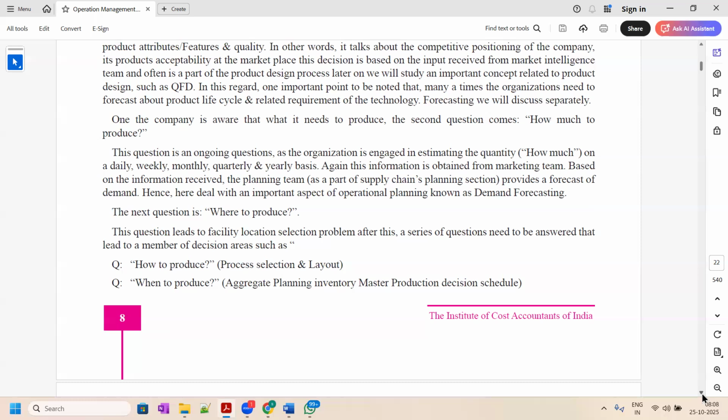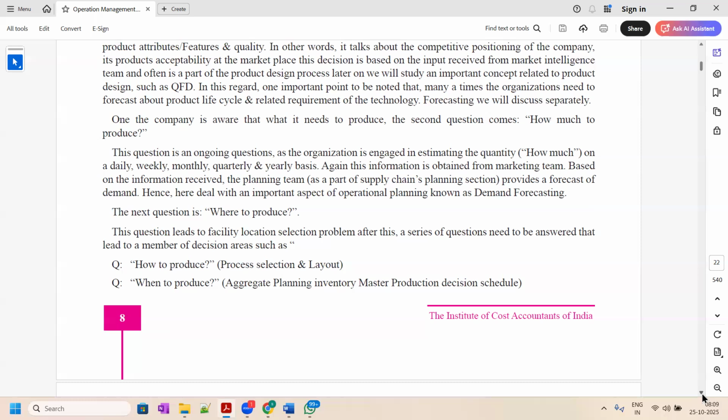Next is where to produce. Where to produce, we talked about the location of the production facilities. Next is how to produce. In how to produce, we have to talk about process selection and plant layout, like what methods, machines and layout should we use for efficient production. And the next thing is when to produce. When we talk about when to produce, here we are talking about production scheduling, deciding the right time to start production so that we meet the demand without overstocking. That is very important, guys.